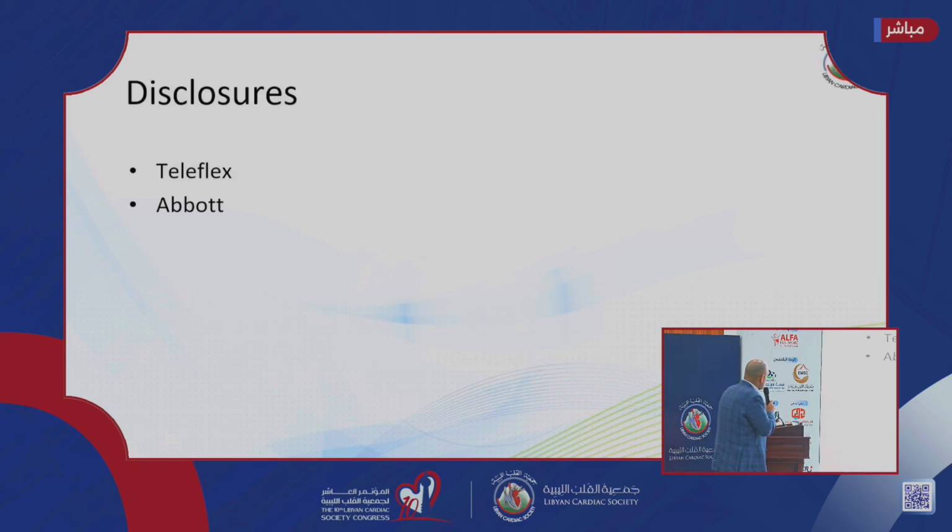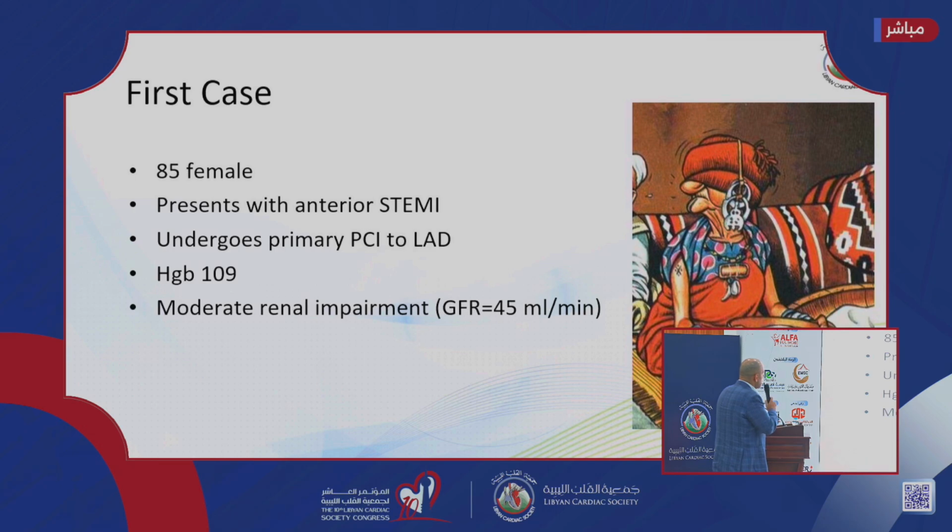These are my disclosures. So I'll start with the case. 85-year-old female presents with an anterior STEMI, undergoes primary PCI to her LAD. Her hemoglobin is 109 and has moderate renal impairment. Her GFR is 45 mL per minute.